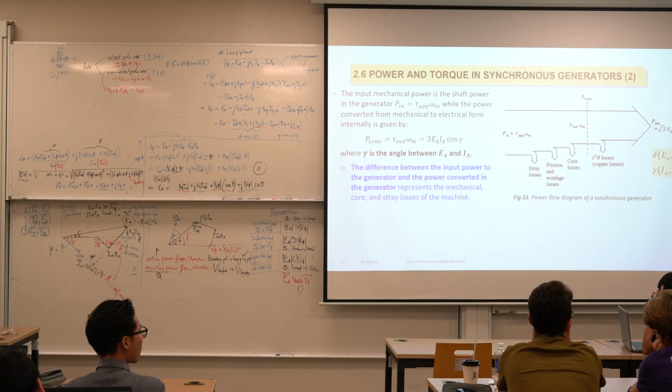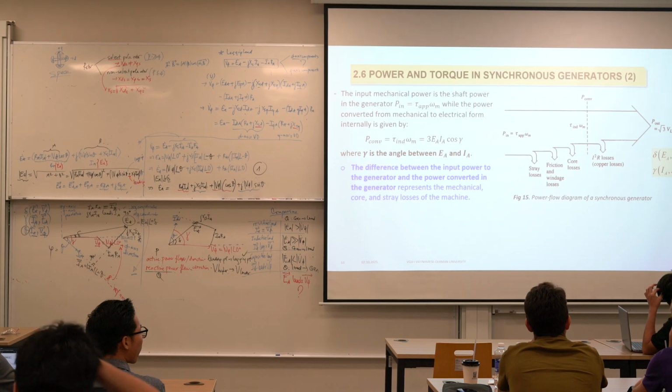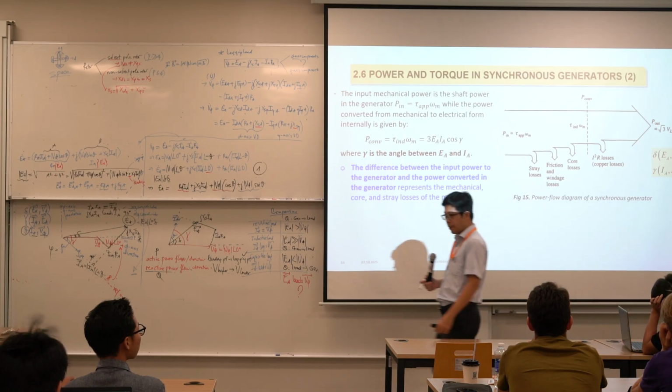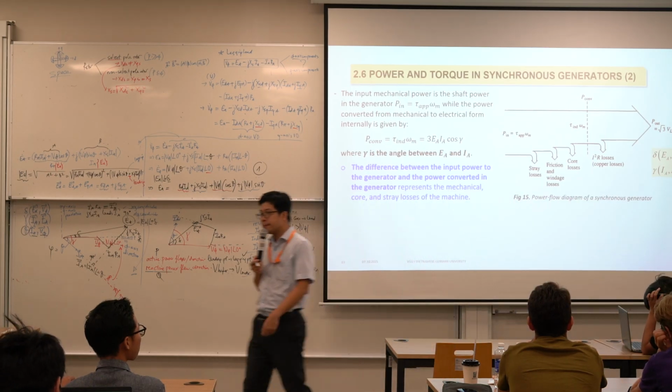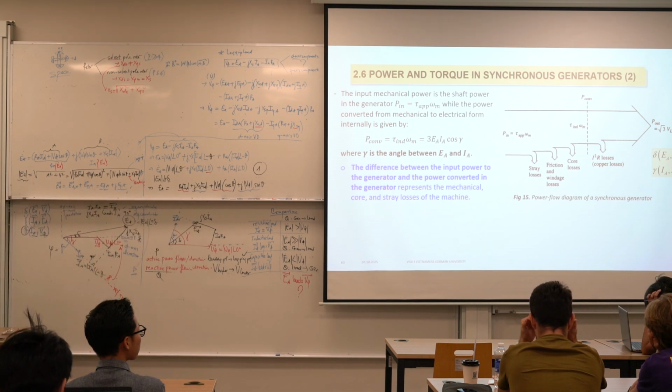So P convert is what, remember the formulas? Tau induced times omega m. We discussed yesterday, induced torque, tau induced times omega m. Is it clear? Yes. Good.